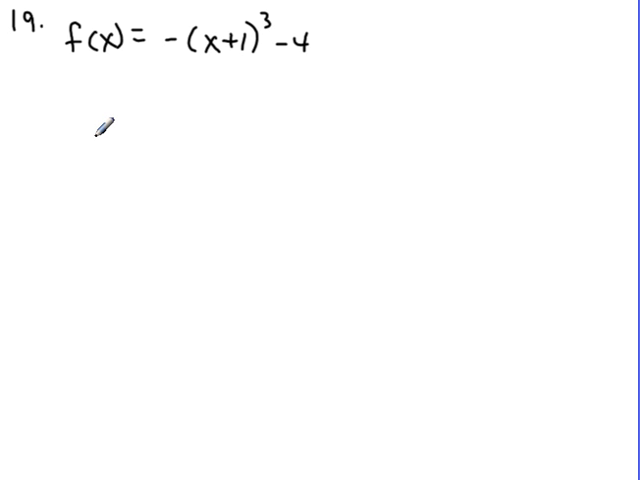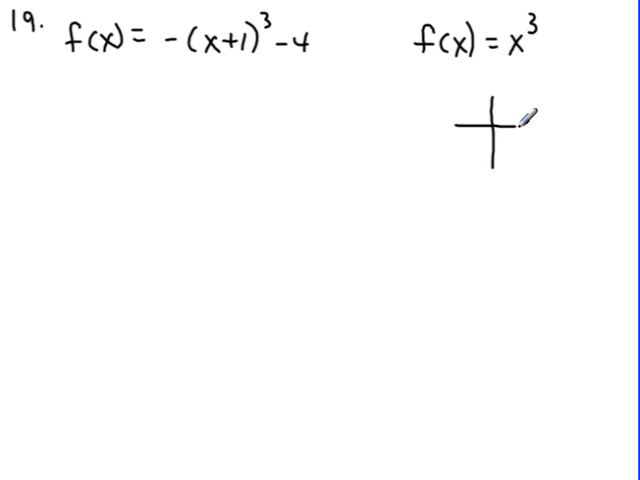For problem number 19, they're asking us to state the translation and the reflection of the following function. Well, what they're telling us is to state that from the original function, and you know the original function would have been f of x equals x cubed. That would have been my original function.